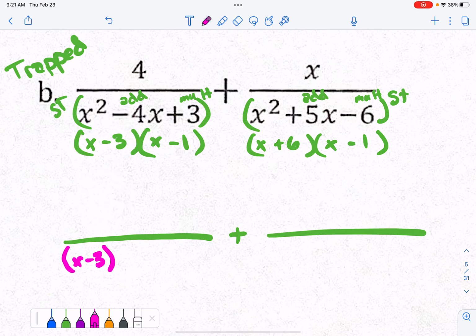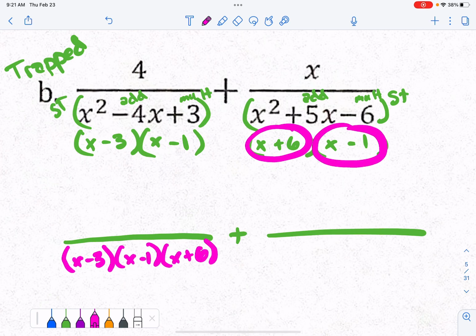He also needs to have an x minus 1, right? So I'm going to put him in here also, okay? And then I'd bump over to this one, and I know that he also needs an x plus 6. And if I look at this, I know he needs an x minus 1, but he already has one, okay?